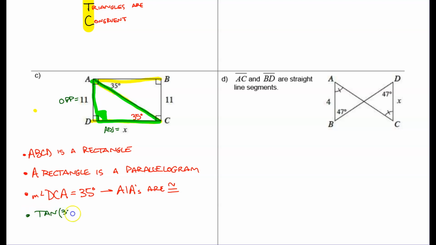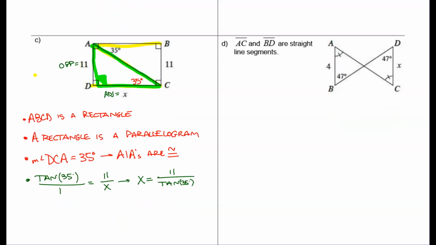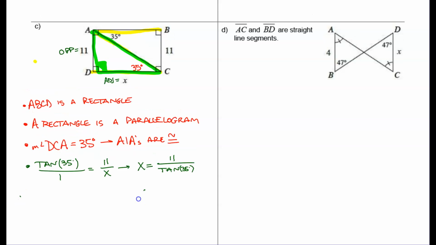The tangent of 35 degrees is equal to the ratio of 11 to x. And that means that x will equal 11 divided by the tangent of 35. And that gives you a value for x of about 15.7 units. Okay, one last problem here. Let's look at part D.